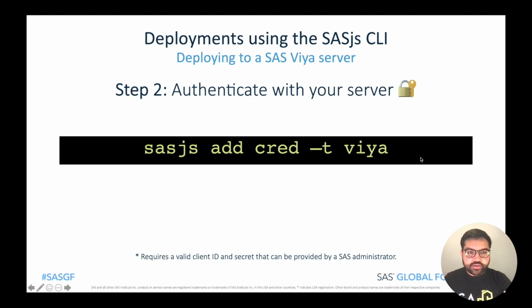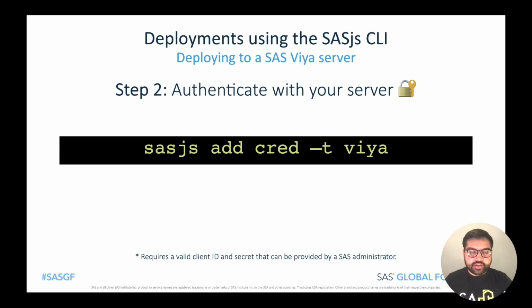Since we're trying to deploy to a Via server, we will need to authenticate first. The deployment mechanism uses the SaaS Via REST API and will hence need a valid access token to authenticate. SaaS.js CLI provides a command for this as well. You can use the SaaS.js add cred command to authenticate against a specific target. Please note that this requires a valid client ID and a client secret that can be provided by your SaaS administrator.